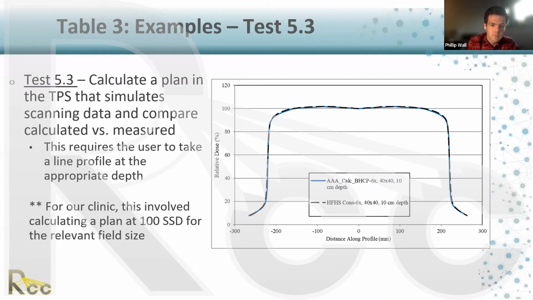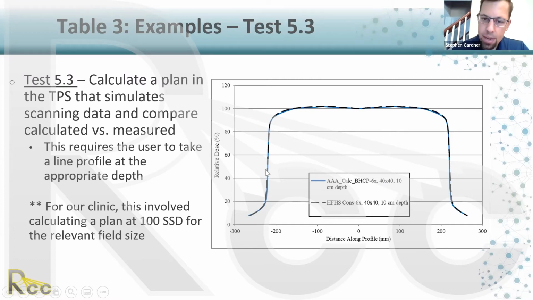And then this is an example of comparing a 40 by 40 field at 10 cm depth, just comparing the treatment planning system dose profile to the measured dose profile. Here the AAA calculated, the blue, is what we calculated in the planning system. We took a line profile at the correct depth and the correct orientation for the phantom geometry. We copied that over to Excel and compared it to our measured profile.